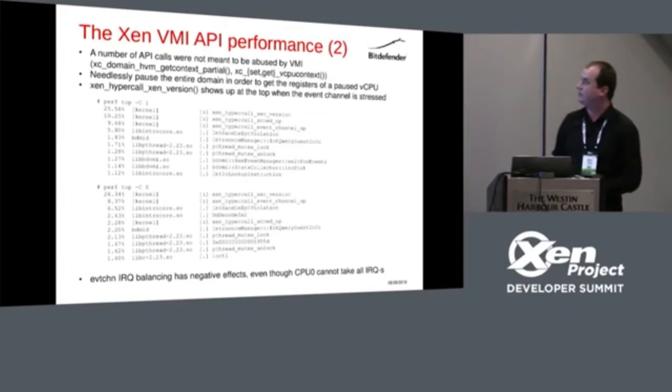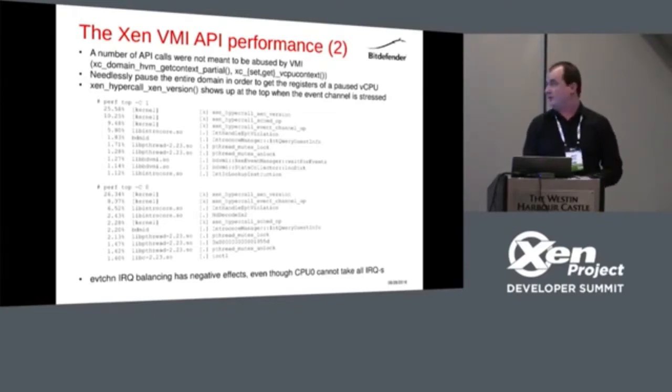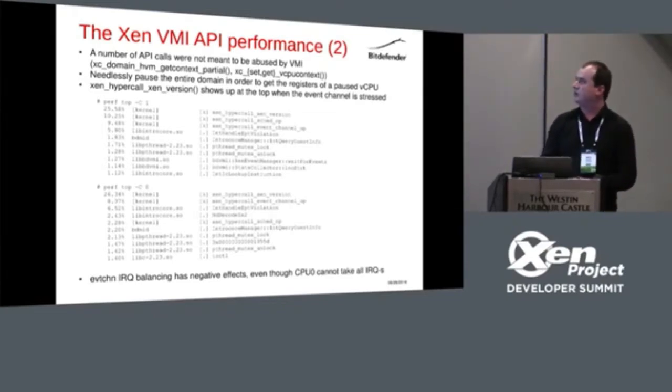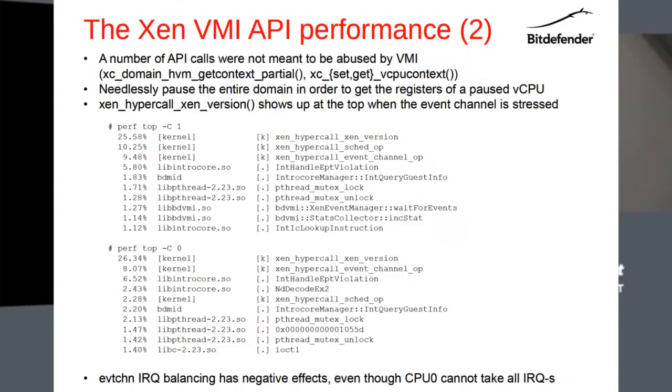So a little bit of a conclusion. A lot of the API we're using for introspection was not designed to be abused the way we do right now, especially the API that was specifically employed for migration. I think that was the purpose of HVM get context partial. There were a number of things that are not needed for a per vCPU, like that domain pause.